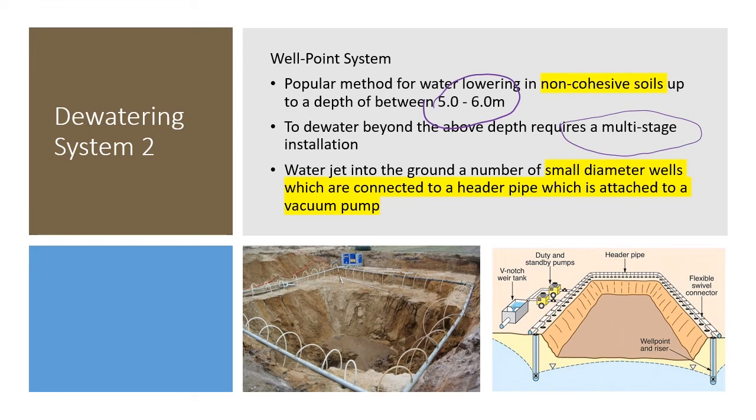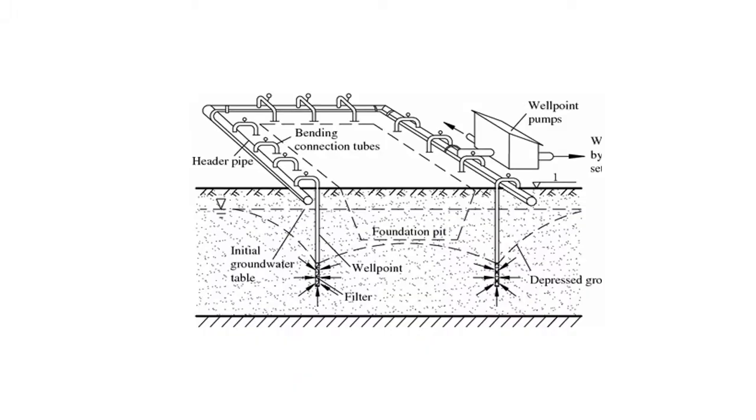Water jet into the ground a number of small diameter wells which are connected to a header pipe which is attached to a vacuum pump. Actually, around this area, if you see, these are all wells. But small only, small diameter wells. Collect water from these wells to pump it out. This is how it works. This well point, we have a lot around it. So it has a filter, so it will draw water in. This is the actual groundwater table. The well will collect the water in the ground. Okay, it will enter. Okay, go to the well point pumps and then we will discharge.